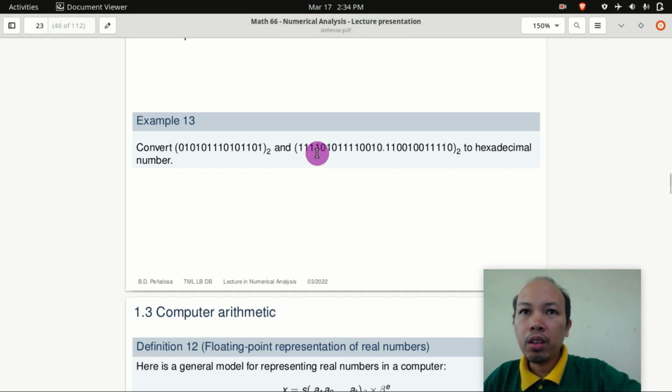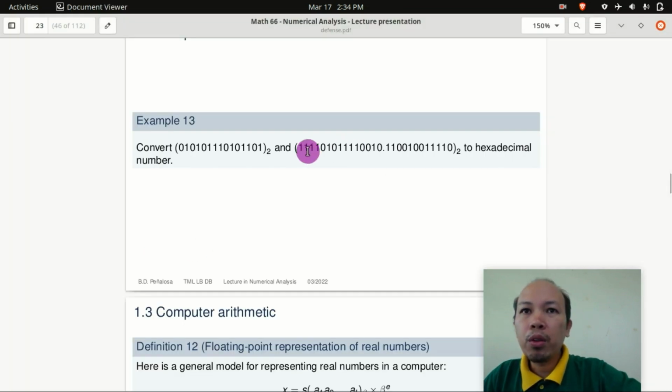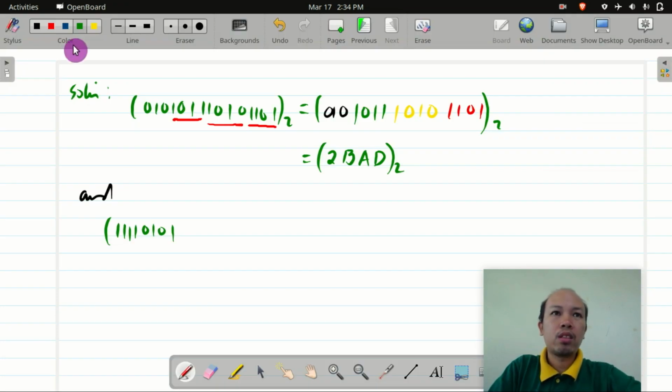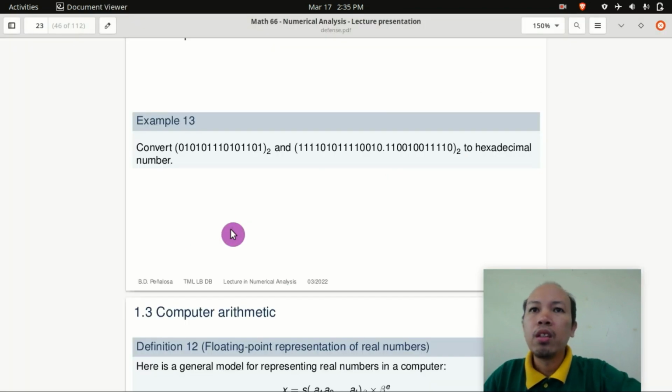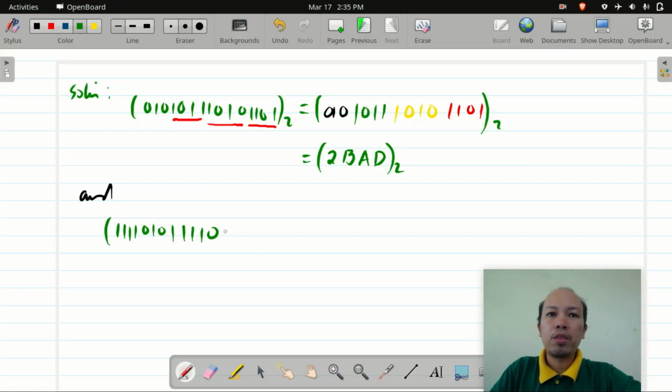So what is that? 4 ones and then 0101. 4 ones: 1, 2, 3, 4, 0101. And then 3 ones and 0: 1, 2, 3, and 0. And then 0, 1, 0.